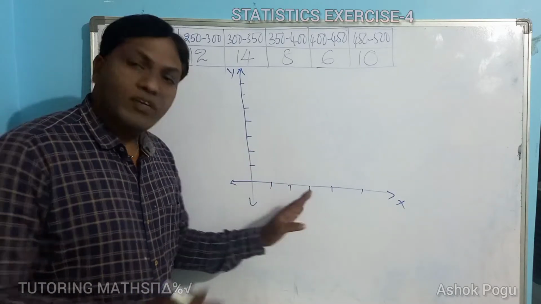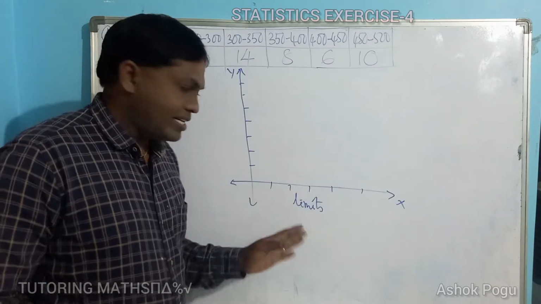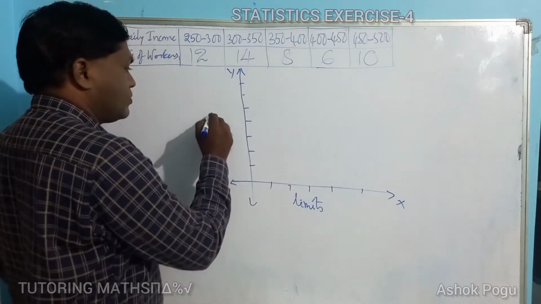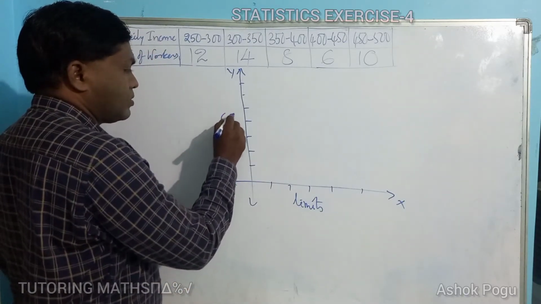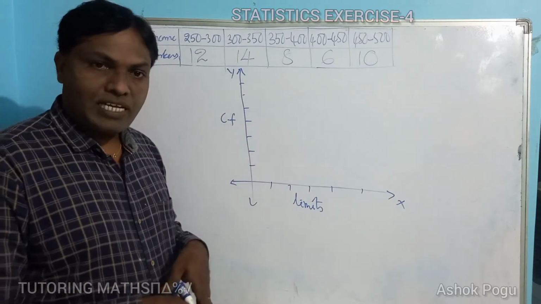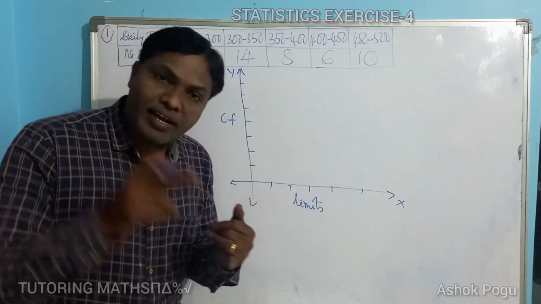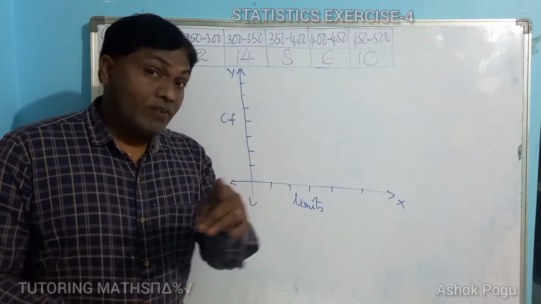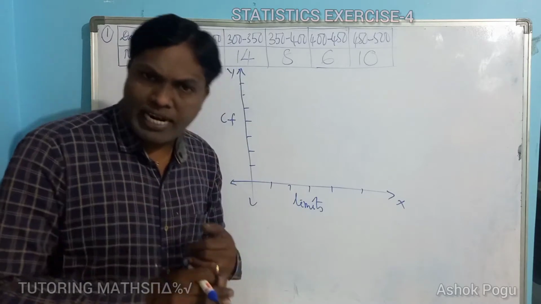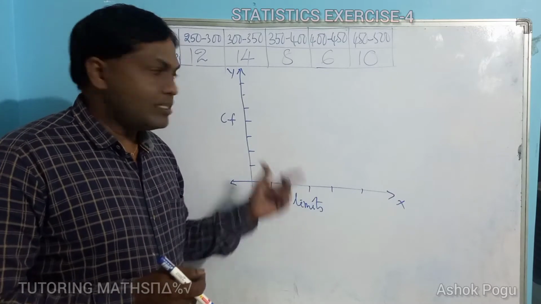On the x-axis we have to take the limits or boundaries of the given class intervals, and on the y-axis cumulative frequency should be taken. So what is required? Limits and cumulative frequency. Limits are nothing but boundaries, but always keep in mind the given class intervals must be continuous, exclusive type of classes. Then only we can draw the ogive curve.